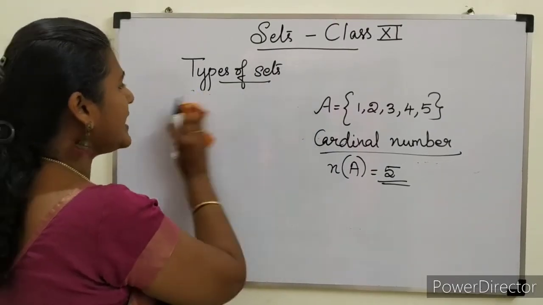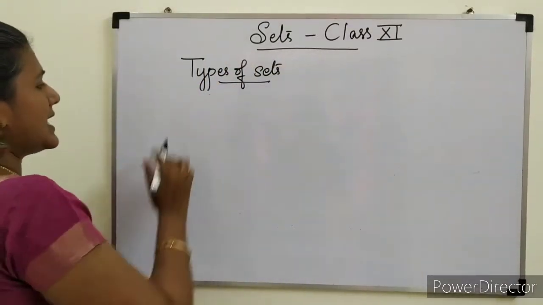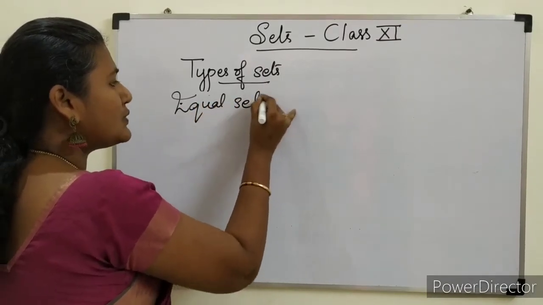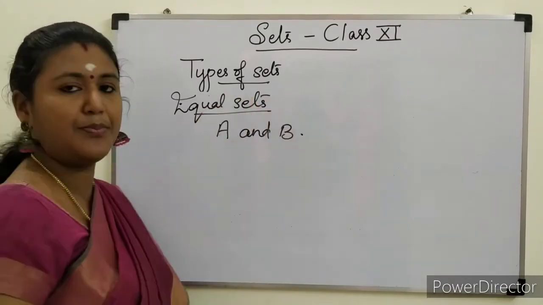Next type is equal sets. When can we call two sets as equal sets? Suppose we have two sets A and B.